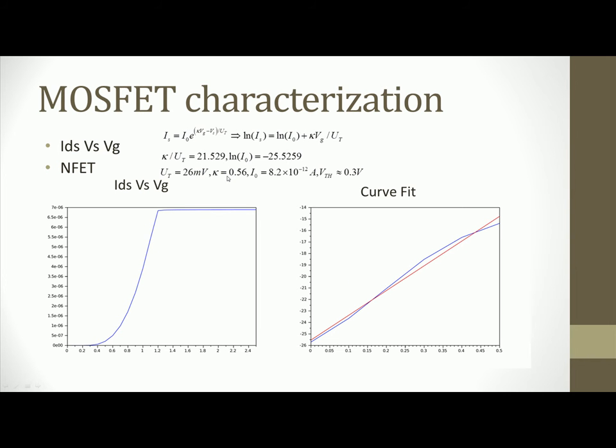First, the MOSFET characterization. The first two pages will be about the gate voltage sweep. We derive from the subthreshold current equation to this one, take the log, and fit the curve around 0 to 0.5 volt, so we can get the slope, which is kappa over UT, and also other parameters. And we look at where the current rises to get the threshold voltage, which is 0.3 volts.